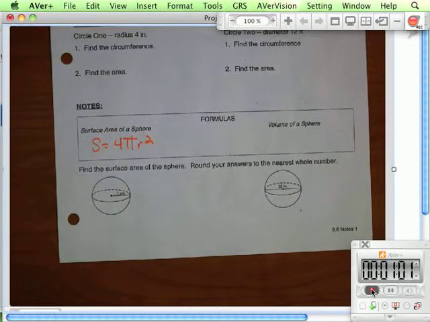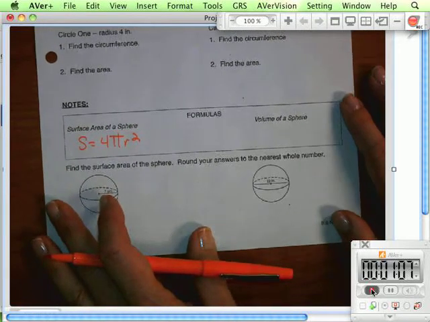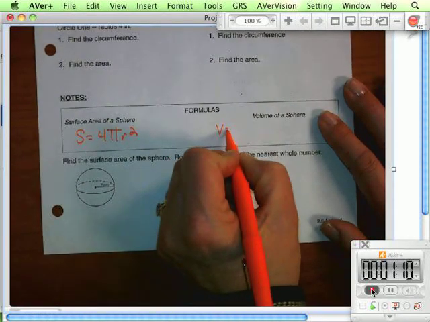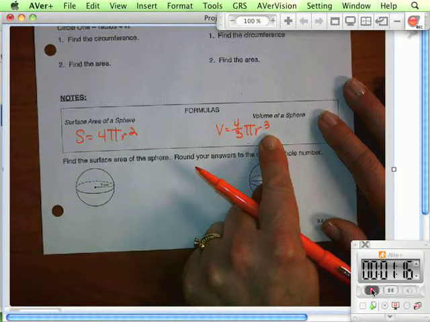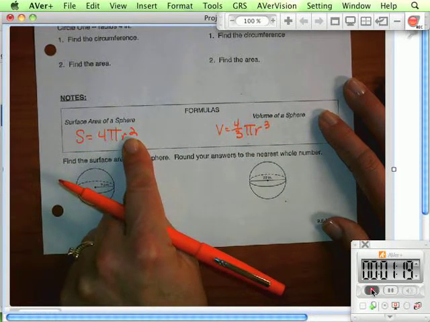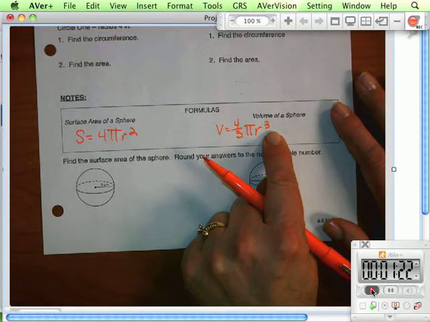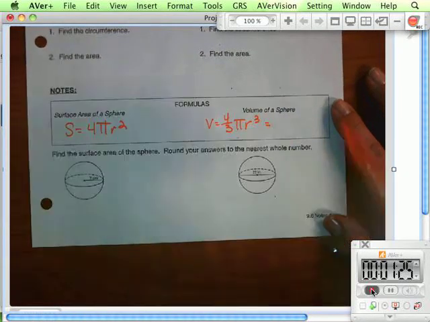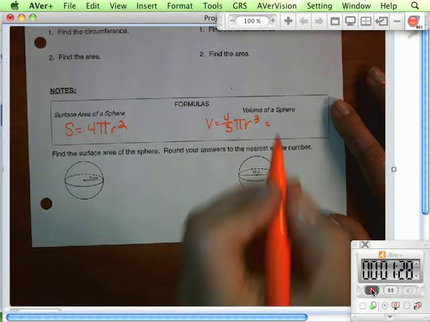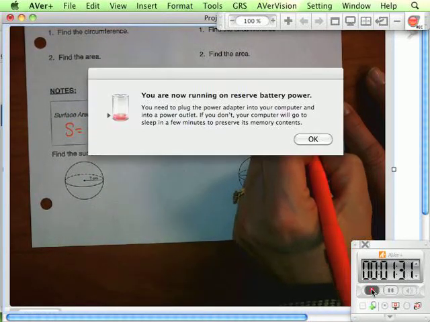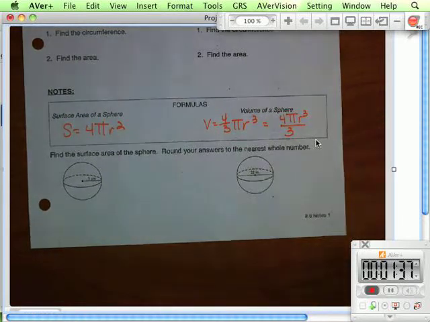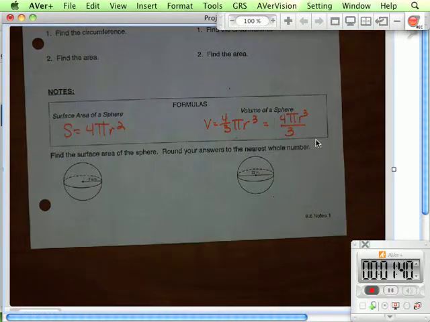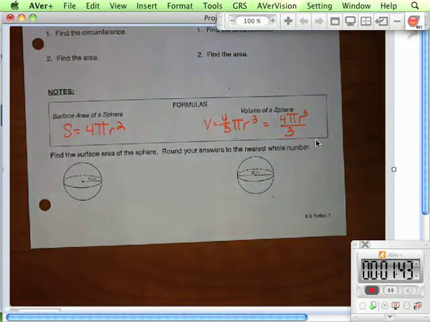Surface area is the same as it is on your green sheet. However, the volume of a sphere on your green sheet looks like this. Notice this is r cubed. This is r squared. I want you to write it like this on your green sheet. It would be easier because you're working with that messy fraction otherwise. You could just write it like this. It's the same thing, but it's a lot easier to work with because you're multiplying by 4 across the top. When you get that number, then you divide by 3. Write that right on your green sheet, please.